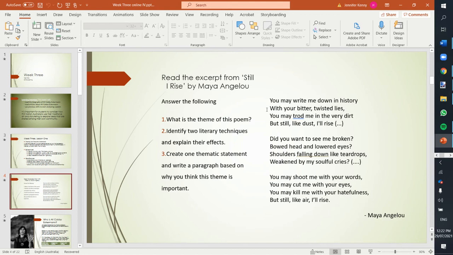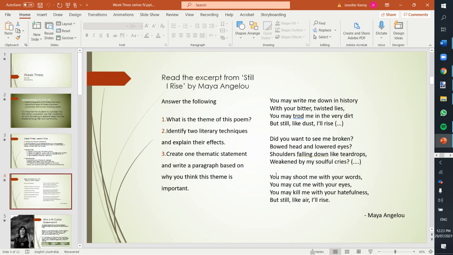You may write me down in history with your bitter, twisted lies. You may trod me in the very dirt, but still, like dust, I rise. Did you want to see me broken, bowed head and lowered eyes, shoulders falling down like teardrops, weakened by my soulful cries? You may shoot me with your words, you may cut me with your eyes, you may kill me with your hatefulness, but still, like air, I'll rise.